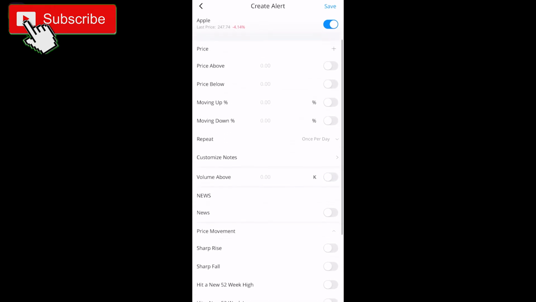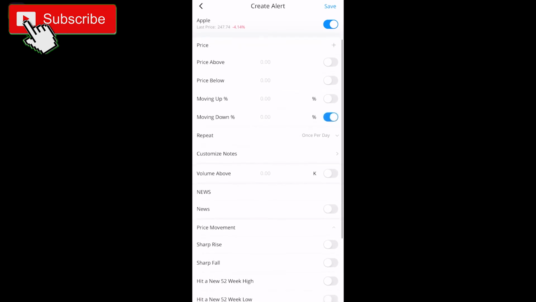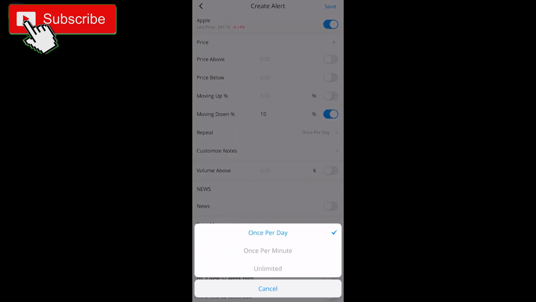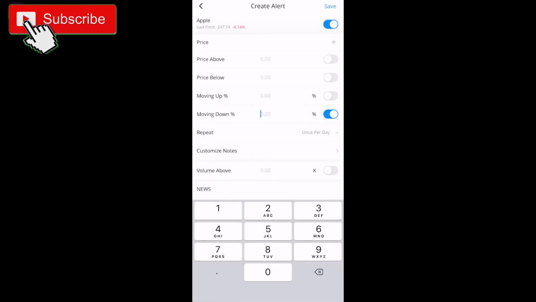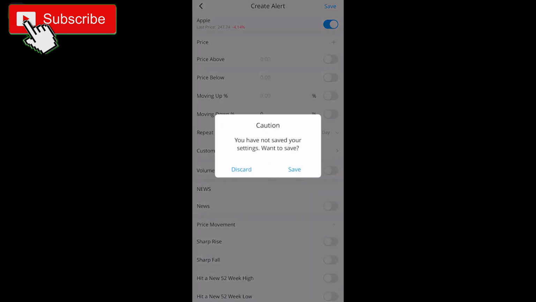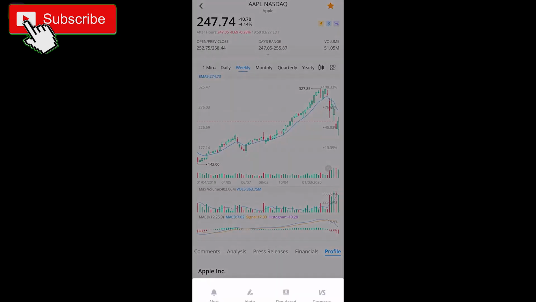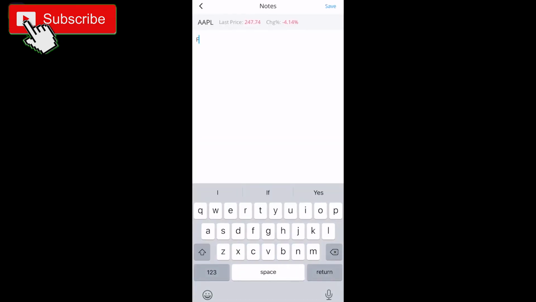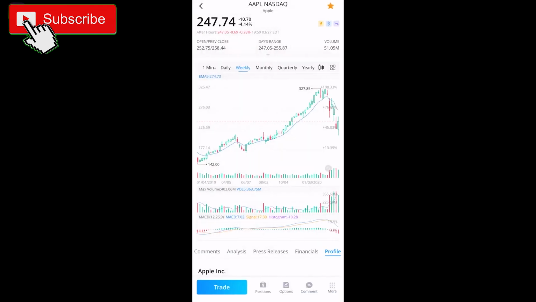So I can say if it's up this percentage, down this percentage, send me an alert. So if you do trade with Fibonacci or whatever it may be, you can set in those numbers exactly, support and resistance as well. So if we press more one more time and click on the notes button, for people who want a trading journal, which I highly recommend, you can write notes.